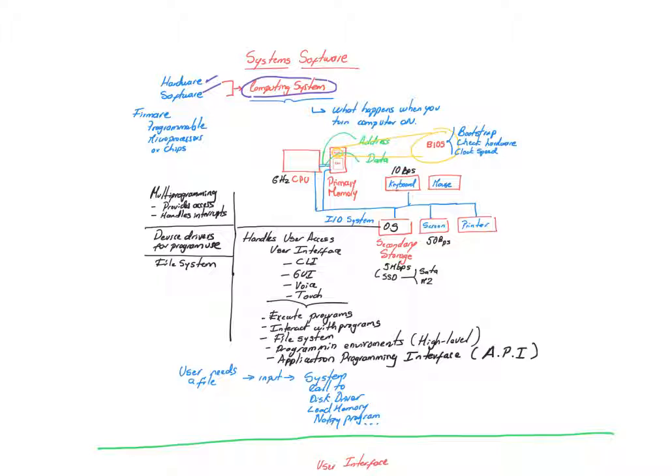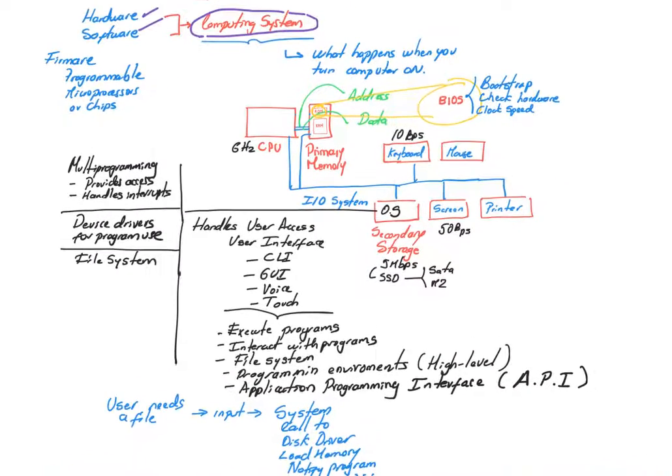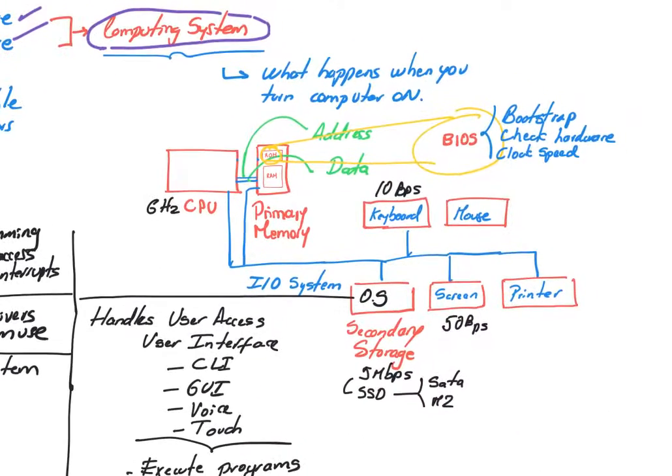So how does that work? What happens when the computer is turned on nowadays? What you have is the central processing unit, the memory, and all the input-output system working together.